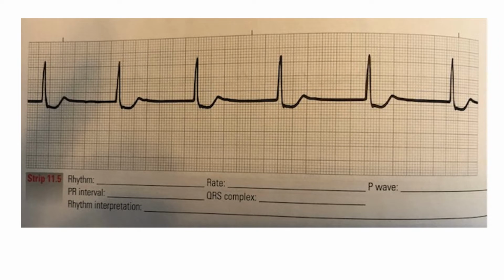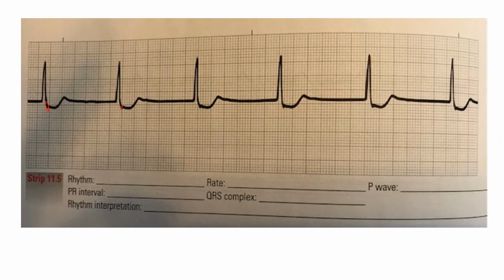In this rhythm, 11.5, the rhythm is regular. The rate is 48. You can't really see P waves. They're hidden somewhere, or maybe even behind the QRSs, but for the most part, you don't see them, so you cannot do a PR interval. Now the QRS is normal. It is 0.04 to 0.08. So we know this came from the atrium.